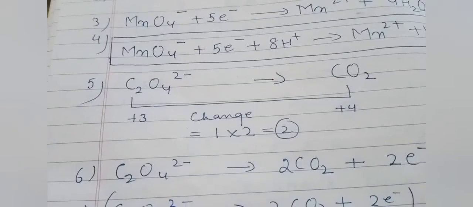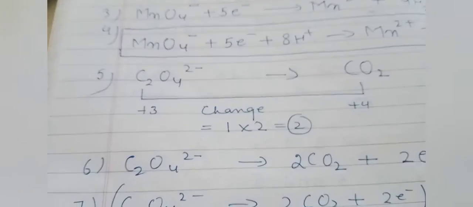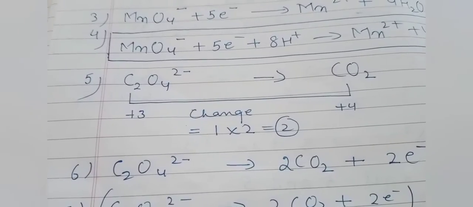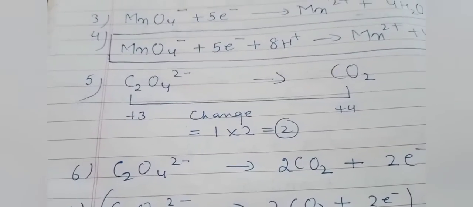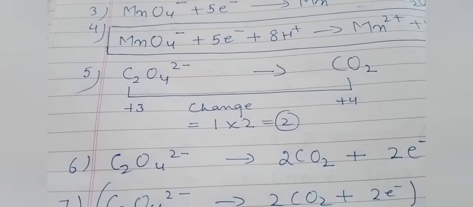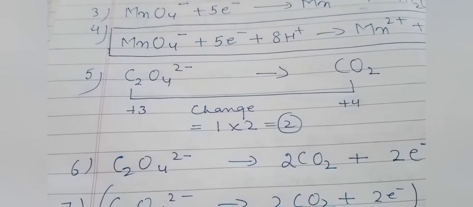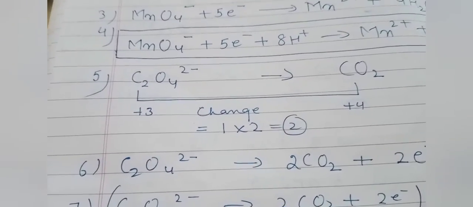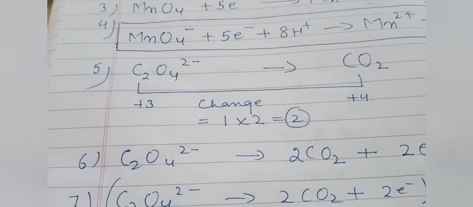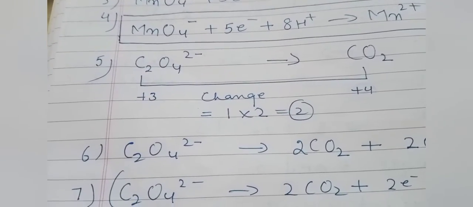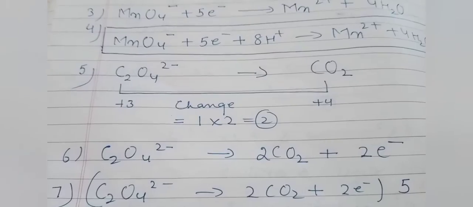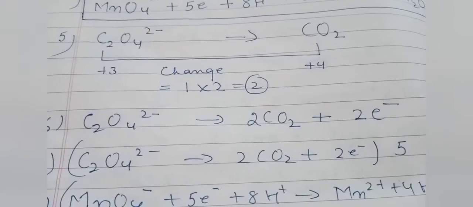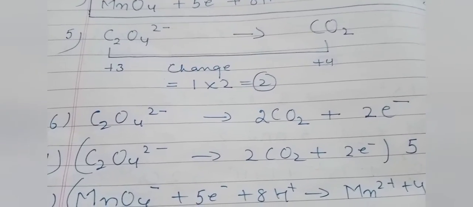Now coming to oxalate ions, they are represented as C2O4 2-. Oxalate ions are changed into carbon dioxide. The oxidation state of carbon in the oxalate ion is +3, while in carbon dioxide it is +4. So the change is 1, but on the reactant side we have 2 carbon. Therefore the overall change will be equal to 2. As this is an oxidation half reaction, we will add 2 electrons to the product side.